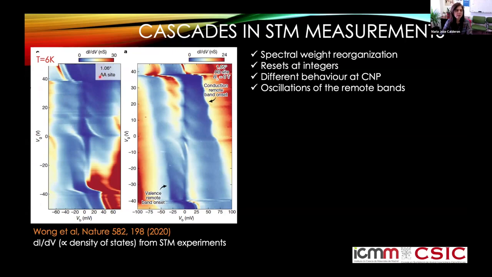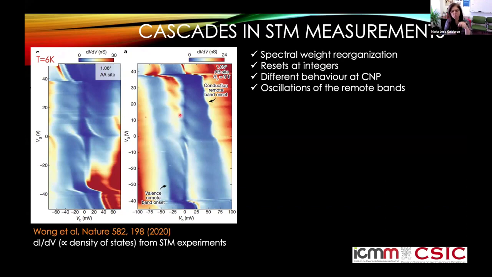And we can see that there is a spectral weight reorganization with resets at integer filling. So we have these periodic resets. And there is this change in the spectral weight that looks like cascades. Then we also see a different behavior at the charge neutrality point. And here we can also see the oscillations of the remote bands.